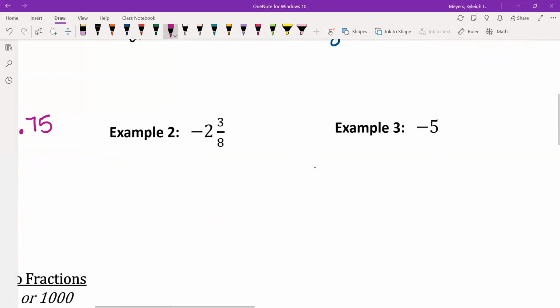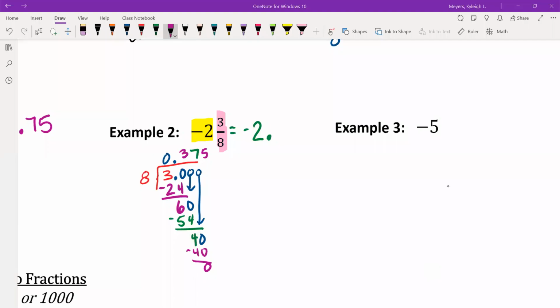Okay. When we have things like example 2, we ignore the whole number part. We just write that. So it equals a -2, and then we put a decimal point. Now we want to look at this 3/8 and do 3 divided by 8 and figure that out. So figure out what that is as a decimal, okay? So pause and try that right now. So this one we had to add a couple zeros, so you should get 0.375.